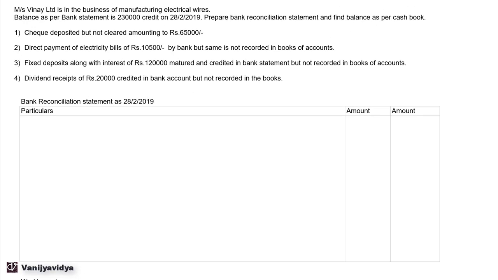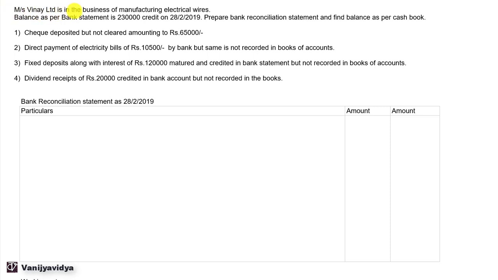Hello everyone. In this session we will be learning how to prepare a bank reconciliation statement when we are given the balance as per bank statement, a normal credit balance, and we have to find the balance as per cash book. So let's see this example first.